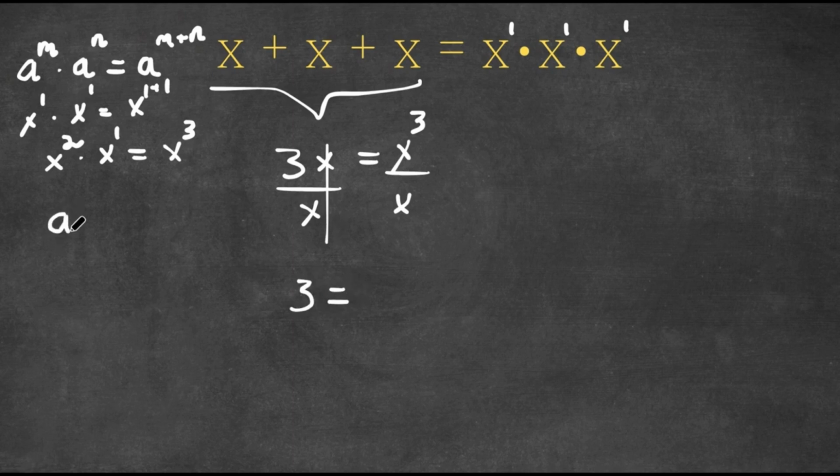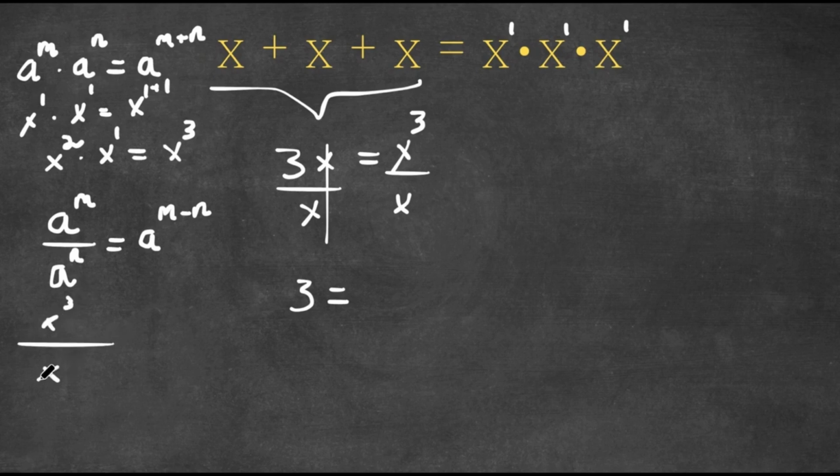now if we have something in the form a to the power of m over a to the power of n, this is equal to a to the power of m minus n. So x to the power of 3 over x to the power of 1. This is equal to x to the power of 3 minus 1, and 3 minus 1 is 2, so this is equal to x squared. So we have 3 is equal to x squared.